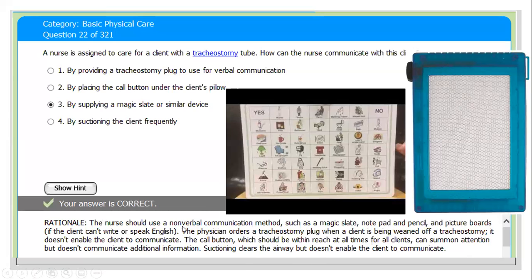And suctioning the client, number 4, clears the airway, but does not enable the client to communicate. What next?